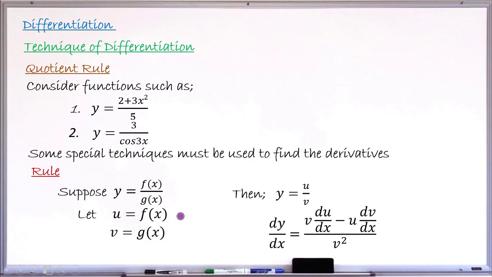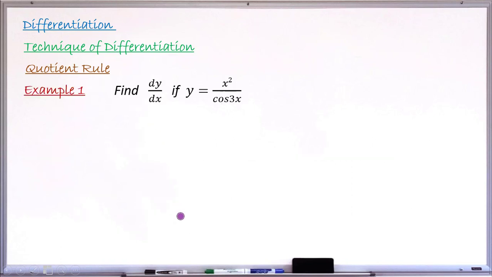So let me just move on. Example number 1 says: find dy by dx if you have the function y equals x raised to the power of 2 over cos 3x. Solution to this problem: what you do first is to copy down your original function given, that is, y equals x squared over cos 3x.